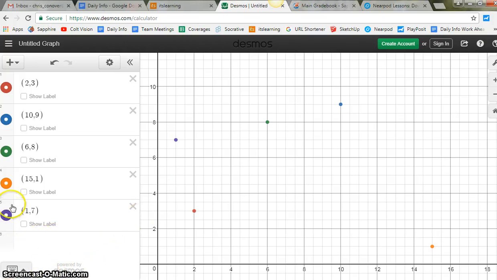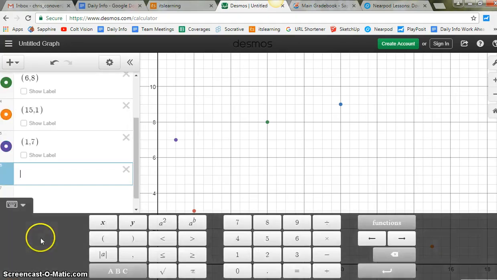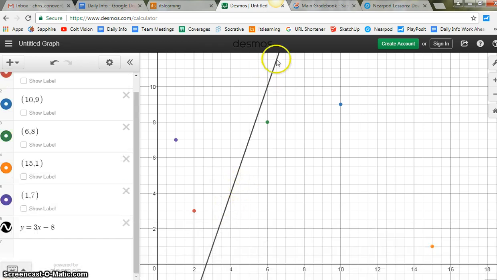I'm going to click down here right underneath where I have the points, and I'm going to put in y equals, let's say, 3x minus 8. I have a slope of 3, a starting value of negative 8, and it automatically graphs it for you. I don't really care if it hits any of my ships because my ships are immune from my equation. I'm just trying to hit theirs. So I will put that in, and my partner will put that in, and they'll let me know if I hit their ship or not.